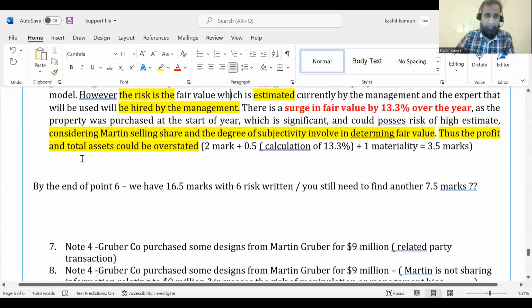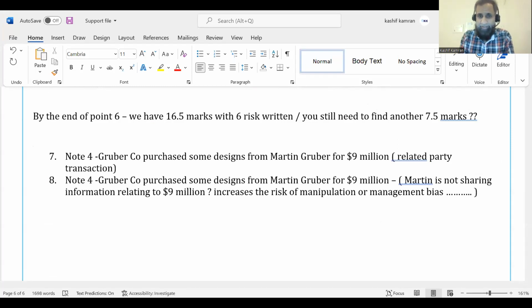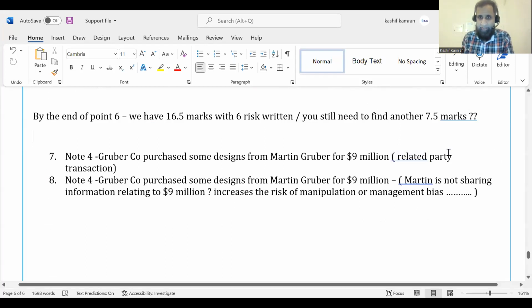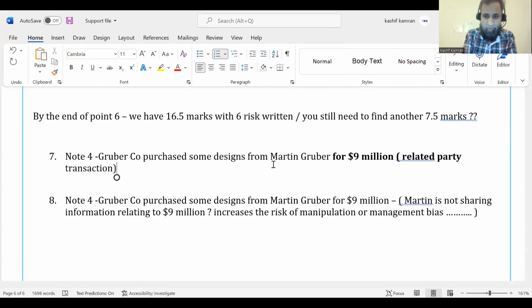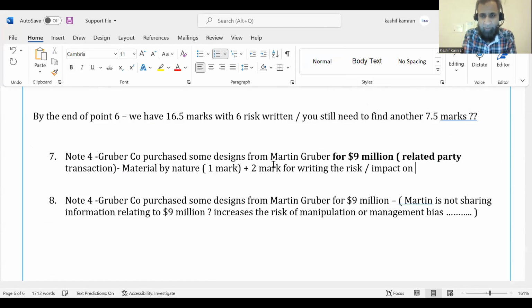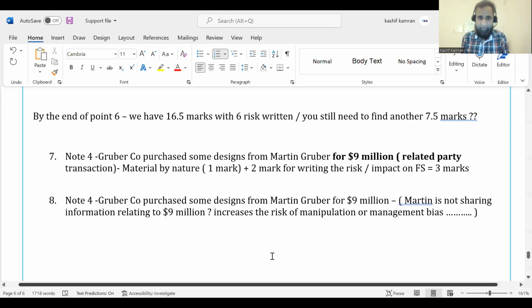Okay, so point number 7. Grubber purchased some designs worth $9 million. Related party transaction. Can you fetch some marks on related party transaction if you say it's material by nature? If you say it's material by nature, will you get 1 mark? Yes. And further, you get 2 marks for writing the risk and the impact on financial statements. So how many marks can you get from related party transaction in point number 7? 3 marks.